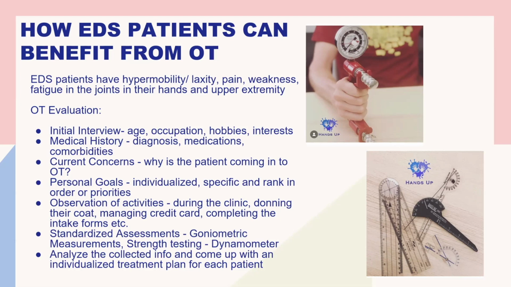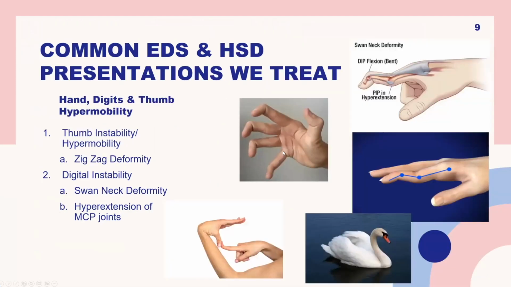And we conduct standardized assessments, such as the dynamometer, which is photographed in the top photo, or goniometric measurements to measure the laxity in their joints. We then gather all that information collected, and we come up with an individualized treatment plan for each patient. So what are some of the most common conditions that we treat in OT?